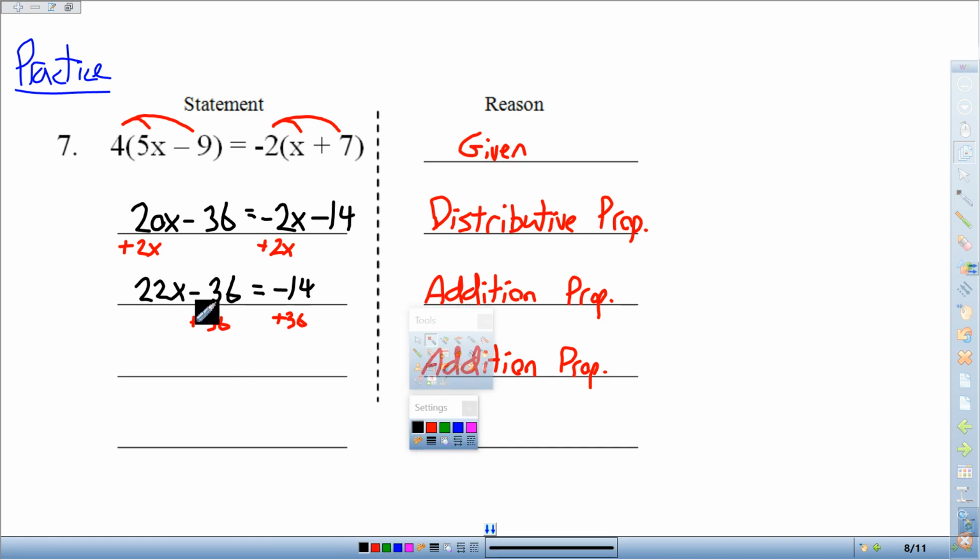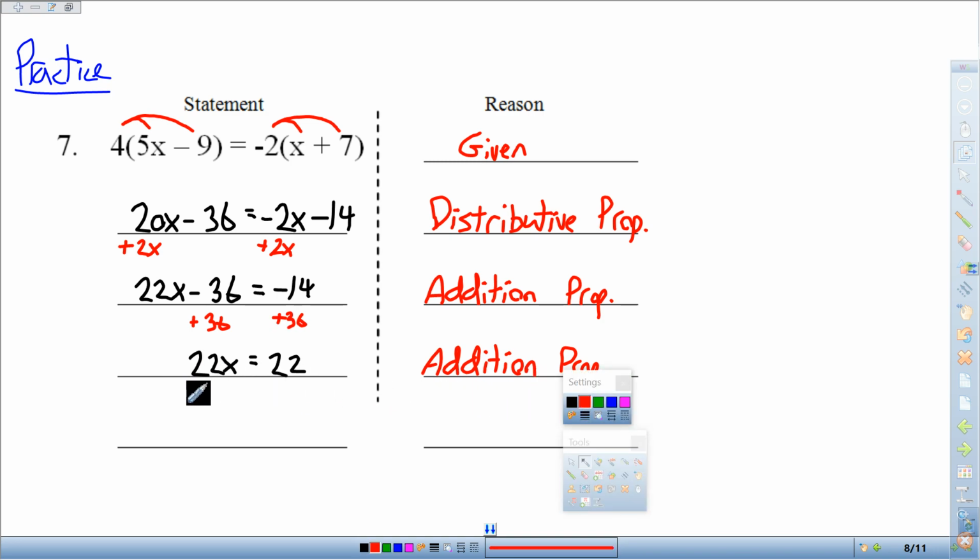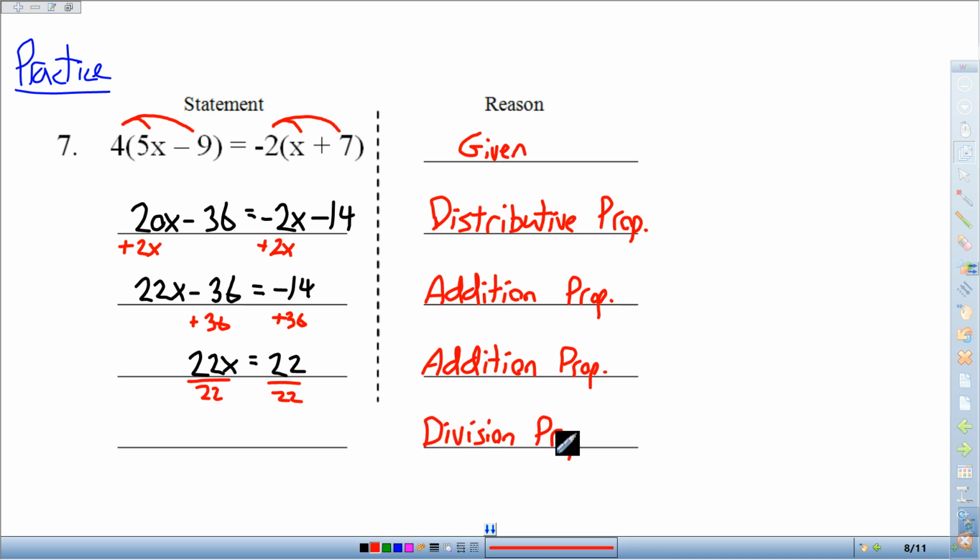All right, so it looks like those are gone. I got a 22x equals, looks like 22. So working out nice here. All right, last thing, now I can get rid of 22 that's being multiplied. So I will divide. Okay, so I use the division property. All right, and looks like x equals 1.